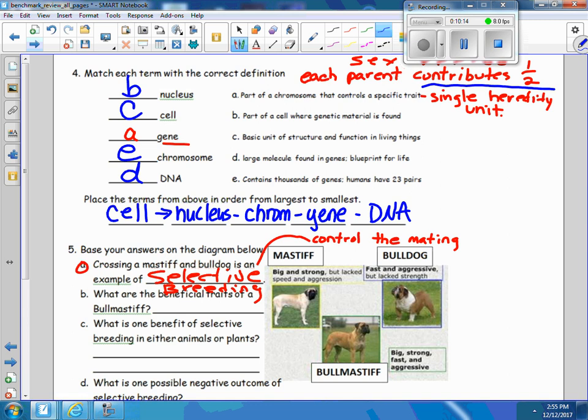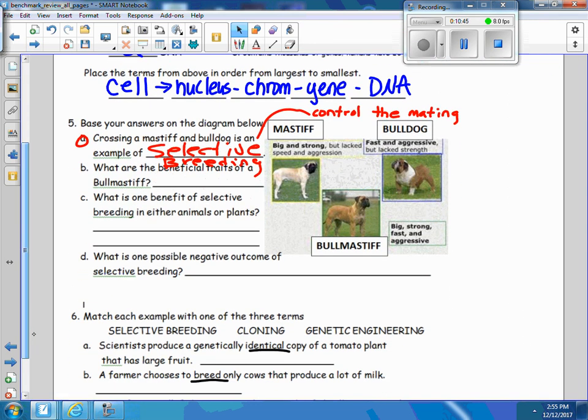So we're looking at the two dogs. One is big and strong. The other one is fast and aggressive. So we breed them together to get a bull mastiff, to get fast, strong, and aggressive, all traits together. But here's the problem. Selective breeding doesn't always give us what we want. We could get a dog that's lacking aggression and lacking strength. What are we going to do with those dogs? Nobody wants that dog. So we've got to be careful. When you selectively breed, it doesn't always give you the traits that you want. You're trying to get them. Sometimes you'll get them. So what are the benefits of the bull mastiff? It's fast and aggressive and strong.